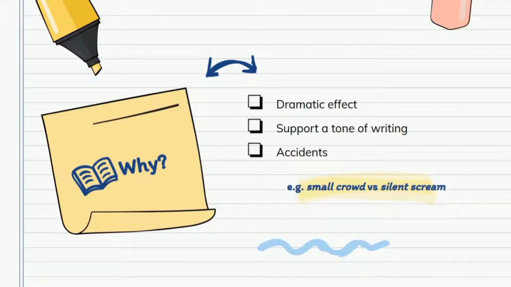Now on to the why. Why do we use oxymorons? Well, they help add a dramatic effect to whatever text or sentence you're writing, they support that tone, and sometimes we use them by accident, just because they're common sentences or words that we say in real life. Basically, they just make things more interesting.